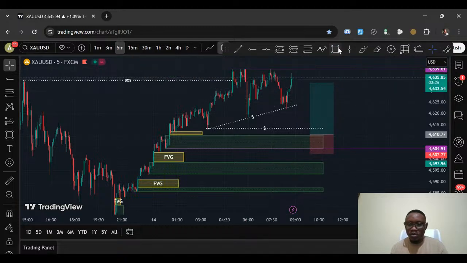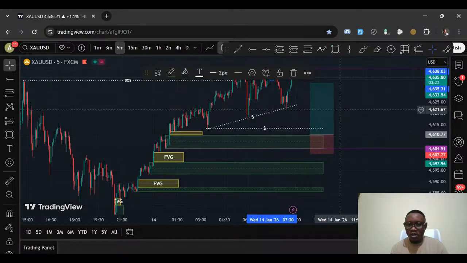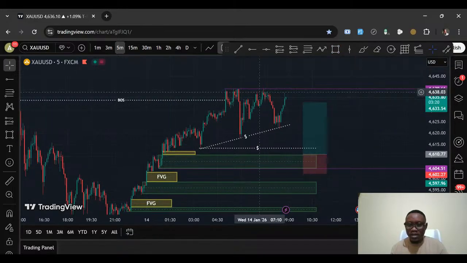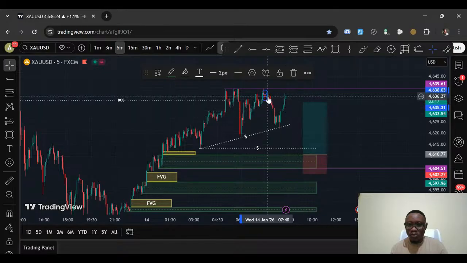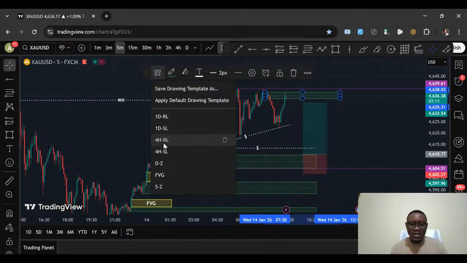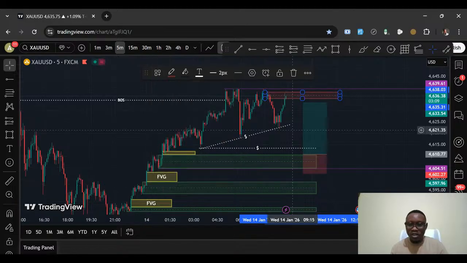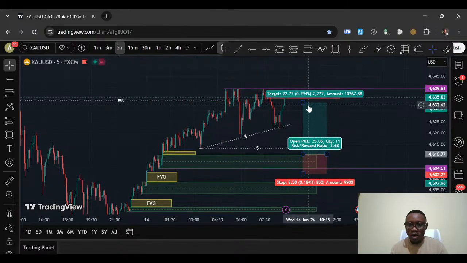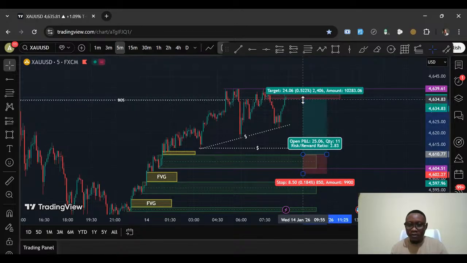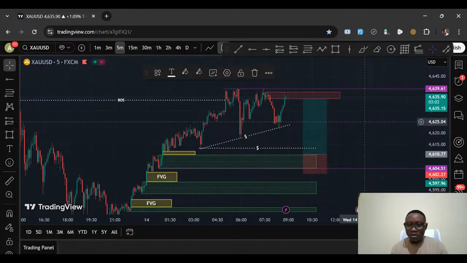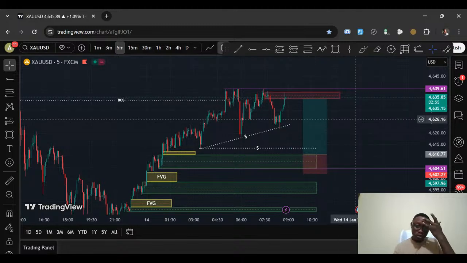So I'll be placing my take profit for the first order block zone at the next supply zone. This is my supply zone. I don't want to target the most recent swing high. I just want to target the supply zone where I can be sure of price reaching that zone. All right, so this is where I'll be targeting.